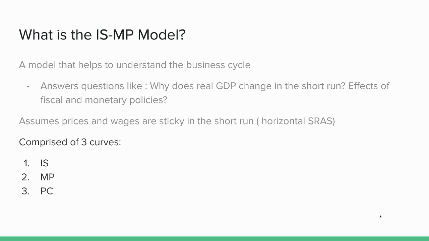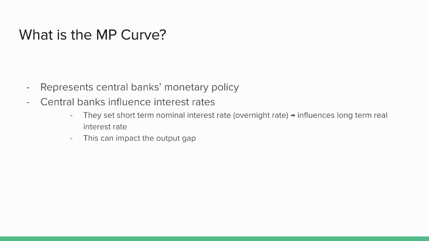So, what is the IS-MP model in the first place? It's a model that helps to understand the business cycle. It answers questions like why does real GDP change in the short run, and the effects of fiscal and monetary policies. It also assumes that prices and wages are sticky in the short run. So, the model is made up of three curves: the IS curve, the MP curve, and the PC curve. So, we're going to be talking about the MP curve.